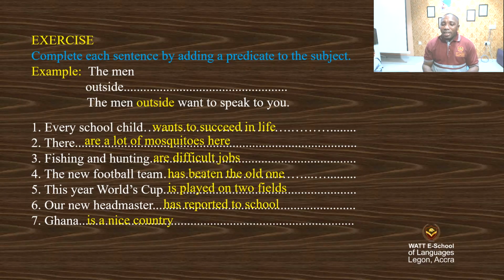The last one, is a nice country. Which country are you talking about? Or what do you mean? So the subject cannot be taken away from a sentence. The subject cannot be taken away. So the subject and predicate go together.